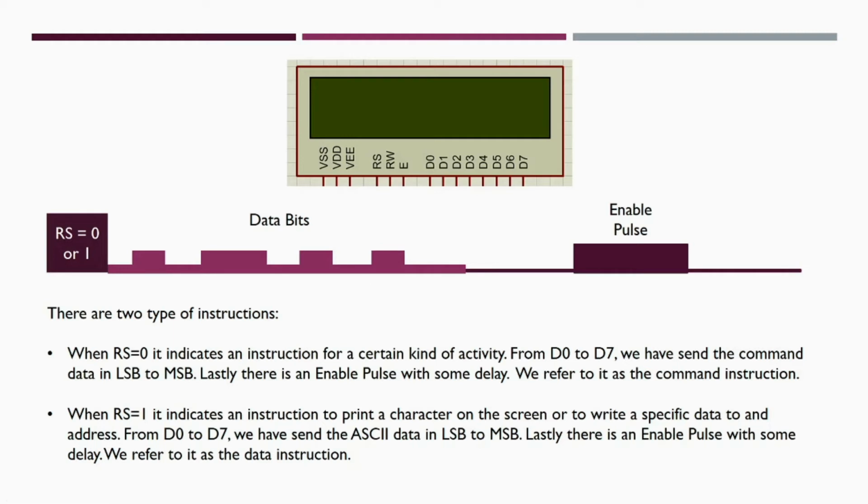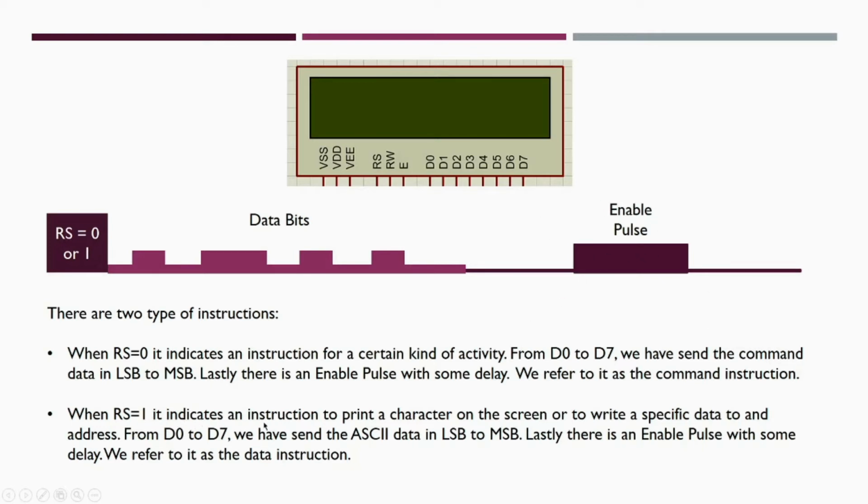Before we go into the LCD functions, we need to have a basic understanding of how we can send commands to it. There are two types of instructions. When RS is equal to 0, it indicates an instruction for a certain kind of activity. From D0 to D7, we have to send the command data in LSB to MSB. Lastly, there is an enable pulse with some delay. We refer to it as the command instruction.